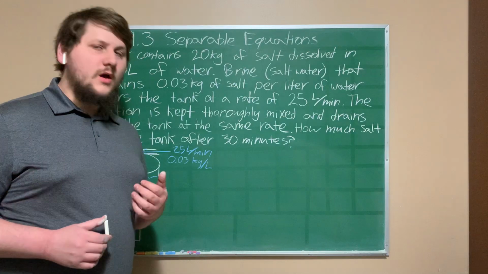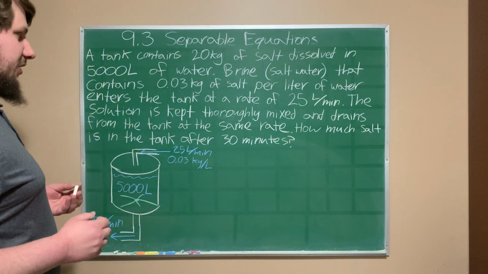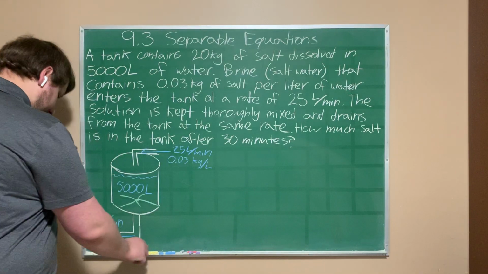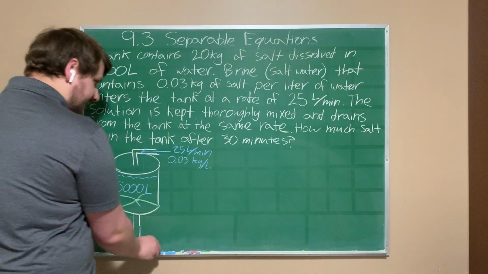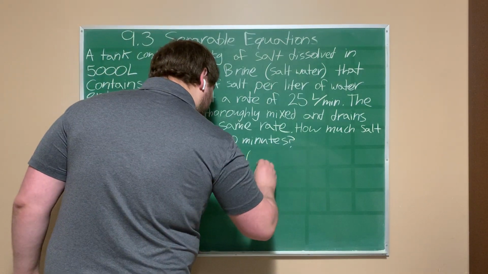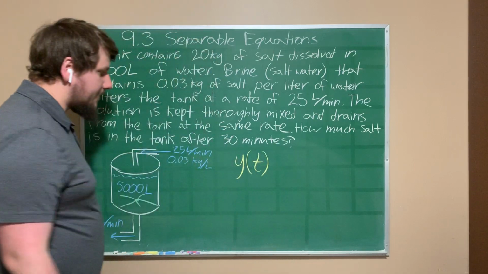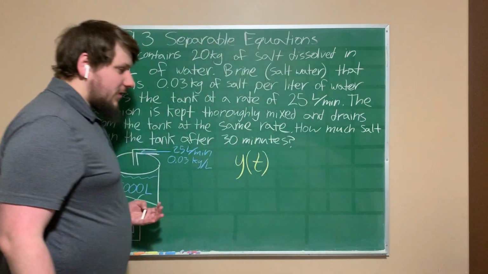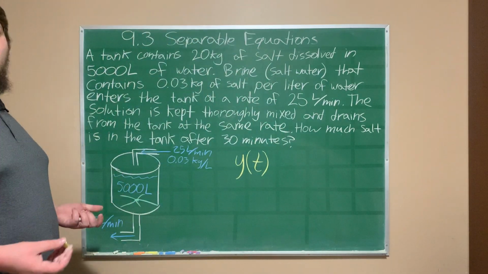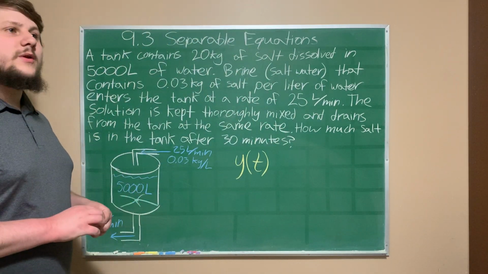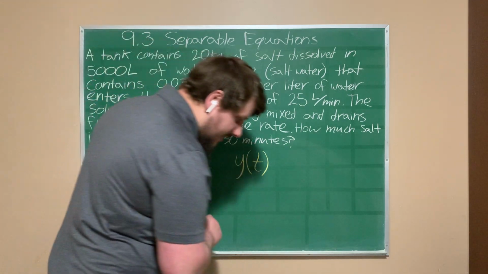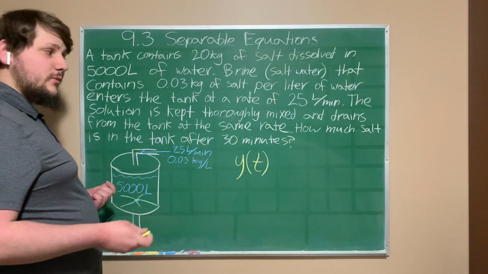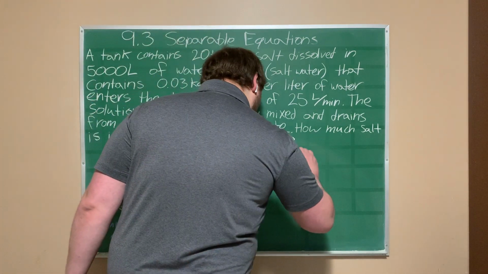Okay, so this sounds like a complicated question, but we're going to approach this from a differential equation standpoint. We're going to write a function which represents how much salt is in the tank at a particular time. And we're going to call this y of t. So y is the amount of salt at time t. Now, we don't know anything yet about this function, right? We don't know what it really looks like. We don't know what form it's going to take.